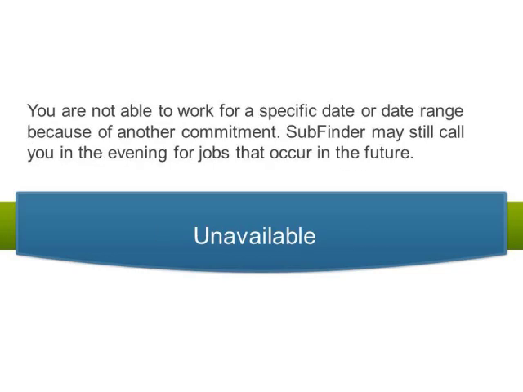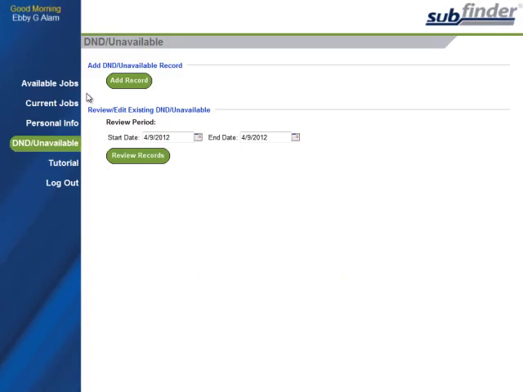In the event you're unable to work for a day or so due to a prior commitment, you can enter an Unavailable. For example, while you're typically able to work Monday through Friday, you've decided to take a trip with your family next week and can't work, in which case you would enter an Unavailable record for that date range. It's important to note, SubFinder may still call you in the evening during an unavailable date range for jobs that occur in the future. To get started, simply click the Add Record button.